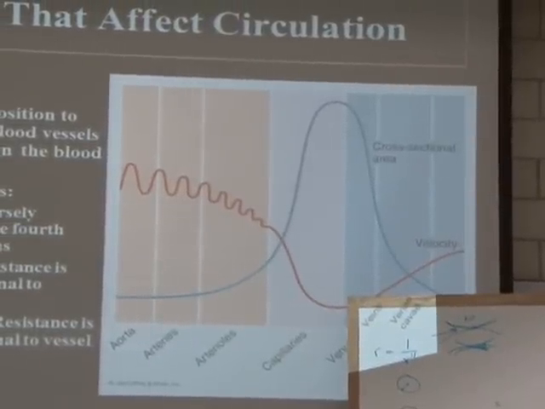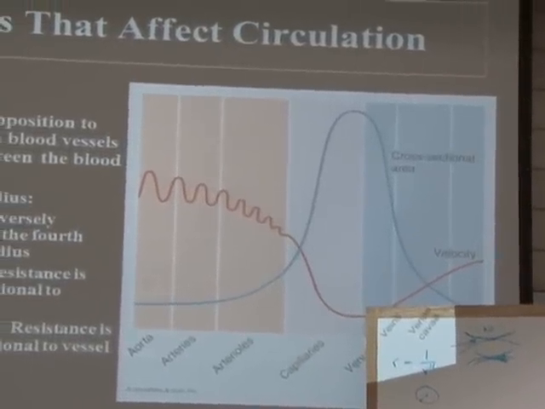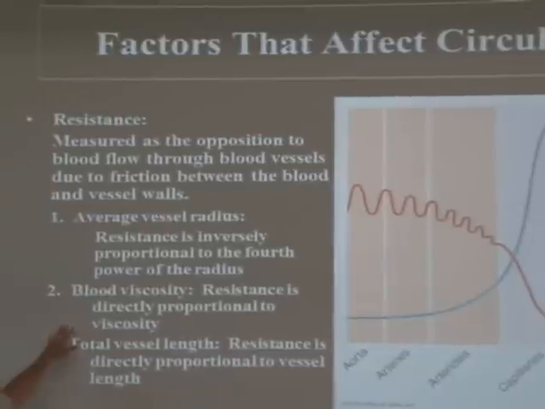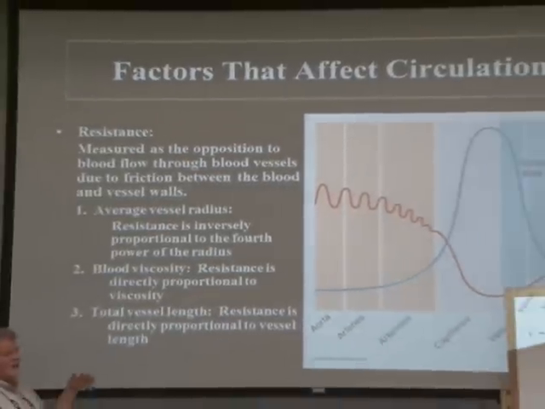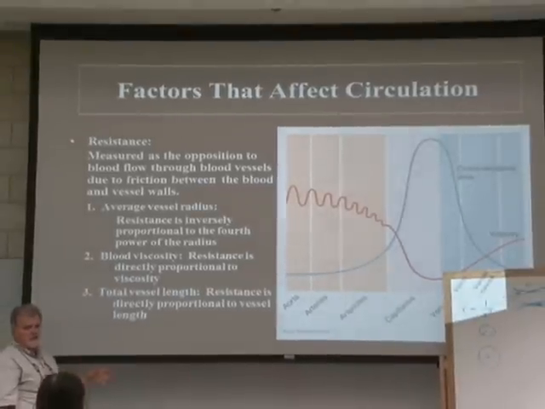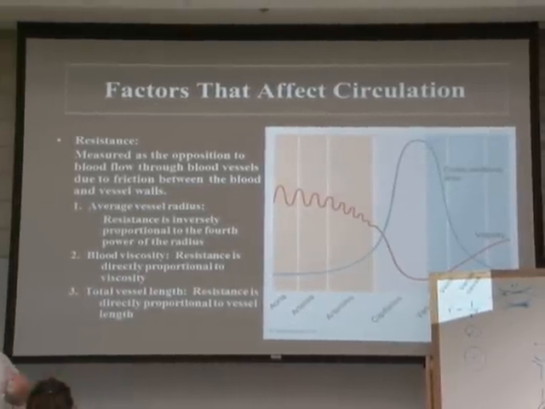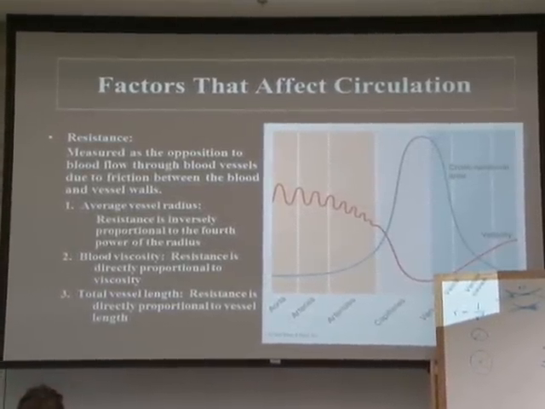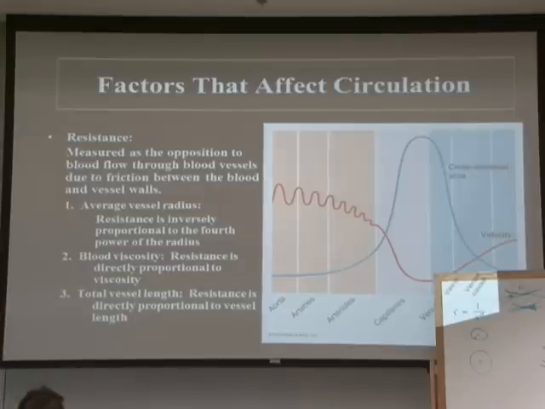So then blood viscosity impacts that as well. So resistance is directly proportional to blood viscosity. So in other words, as viscosity increases, resistance increases. Which is why we're always concerned about that. And so as you age, blood viscosity tends to go up. The one way we can decrease blood viscosity is by putting people on baby aspirins.